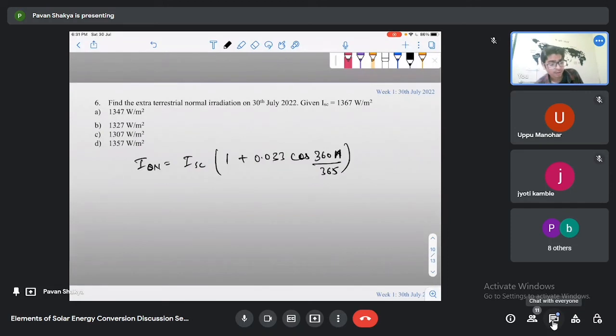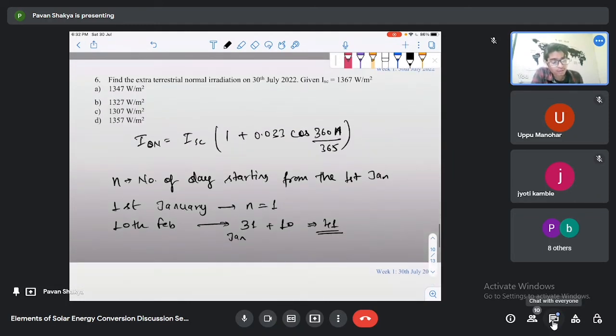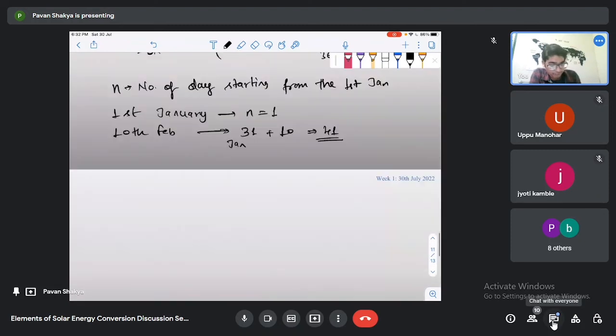I forgot to discuss what this n is. Basically, n is the number of the day, starting from the first of January. If we are calculating I_on for 1st January, then n will be 1. Similarly, for 10th February, there are 31 days in January, so it will be 31 plus 10, that is 41. In this problem, we are asked to calculate I_on for 30th July. So first we have to calculate what n will be for this date. We will see that.